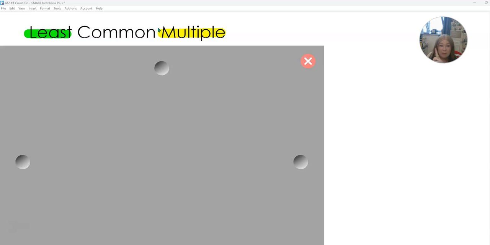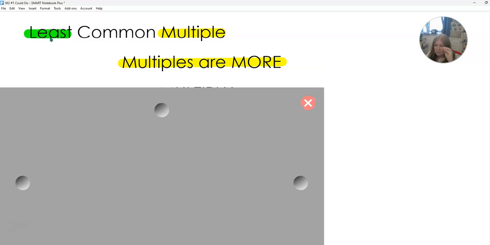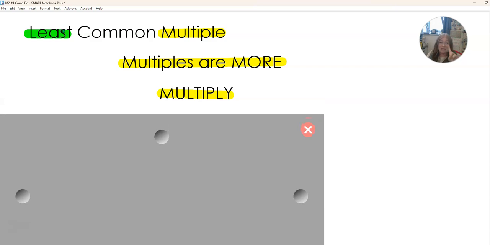So least common multiple, so the lowest number that they have in common when we multiply. So lots of us hear least and we just start making numbers that are smaller, but we're going to multiply. Multiples are more. We're making bigger numbers, but then finding the smallest one.